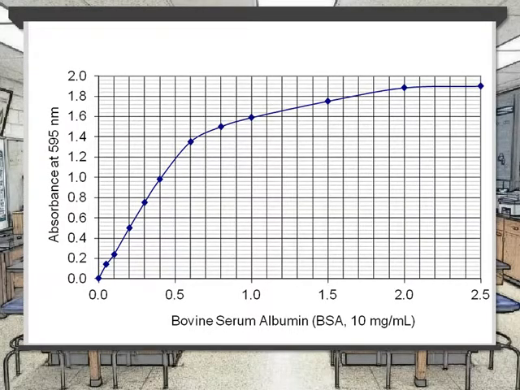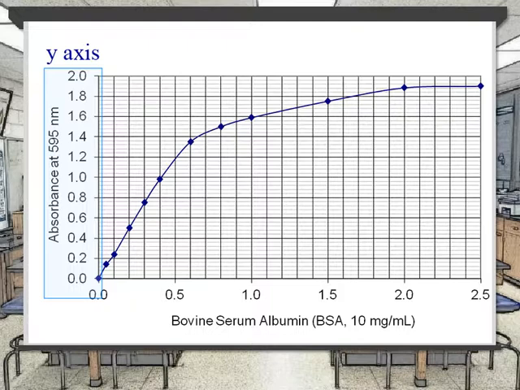On a graph, there is both a y-axis and an x-axis. When we draw a standard curve for the Bradford assay, we always put the absorbance at 595 nanometers on the y-axis. The y-axis is the vertical axis, and it is shaded here.